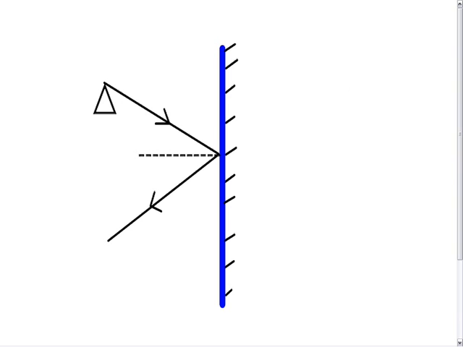Okay, now that's great, but it doesn't tell me where the image is located. And what I need then is a second ray. Okay, so I'm going to draw that in red just so you can see what's going on. So pop a second ray. It doesn't really matter where you put it. I'm going to pop it there.